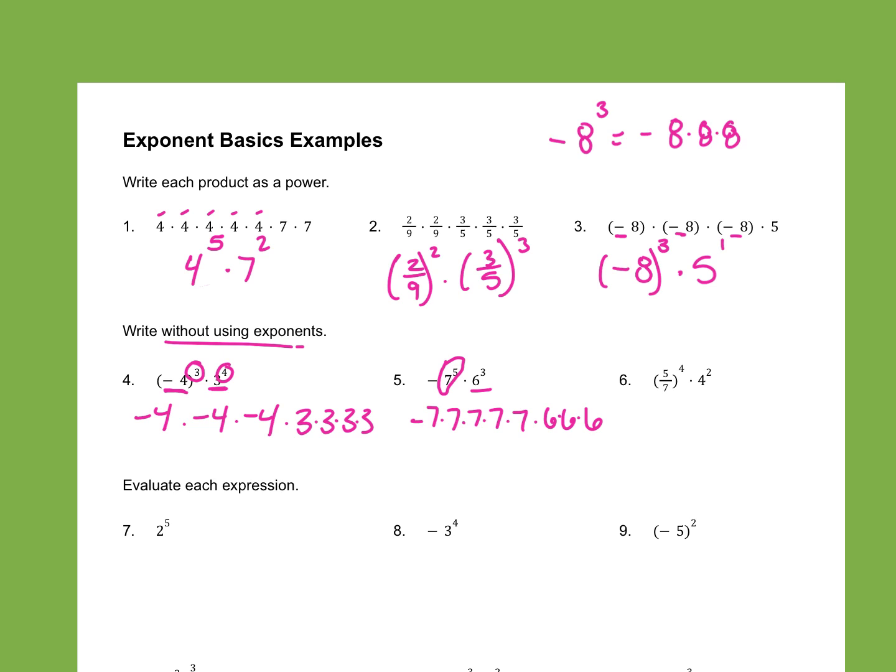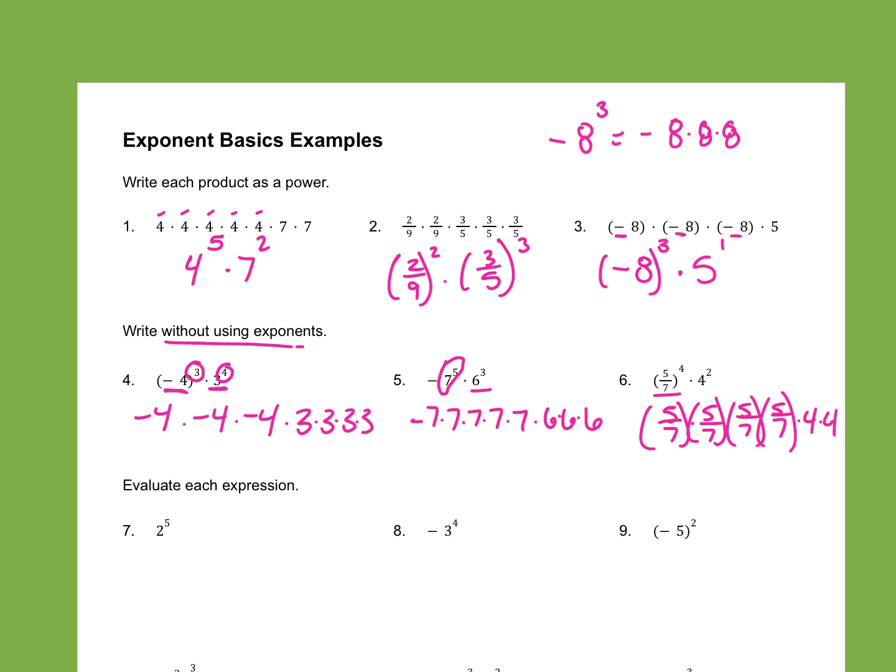On number 6, I have the fraction, the whole fraction, 5 7s being repeated. Now when I'm expanding out a fraction, it's very clear that I have 5 7s because I'm writing 5 7s. So it's going the opposite way, we got to be careful. However, we could choose to leave this in parentheses, and that's going to be an equivalent answer. Then I have 4 to the 2nd power, so 2 4s.